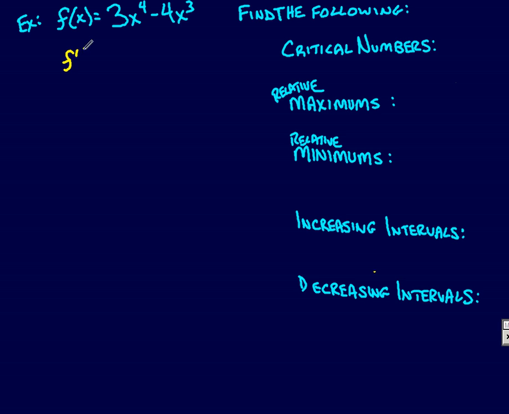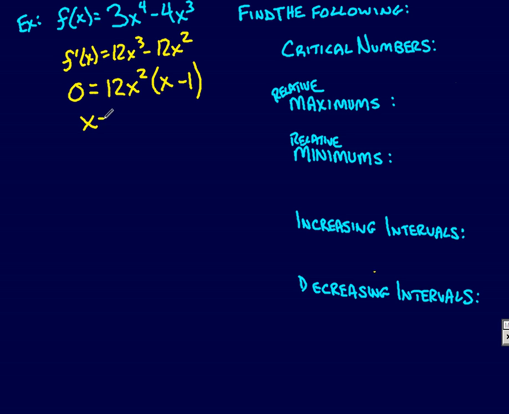We're going to do a derivative. F prime of x will equal 12x cubed minus 12x squared. We're going to set it equal to 0 and pull out a 12. 12 times, or we can also pull an x squared, and we'll be left with x minus 1 here on the inside. So that means that x will equal 0, or x will equal a positive 1. So we would draw our number line. That means that we have 0 and 1 as our points to look at.